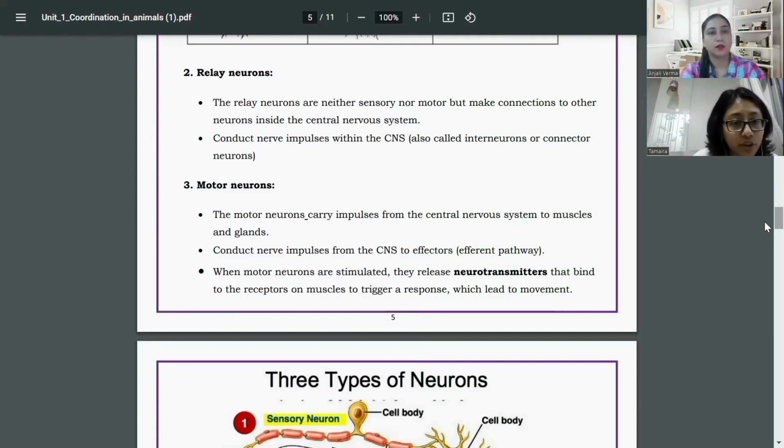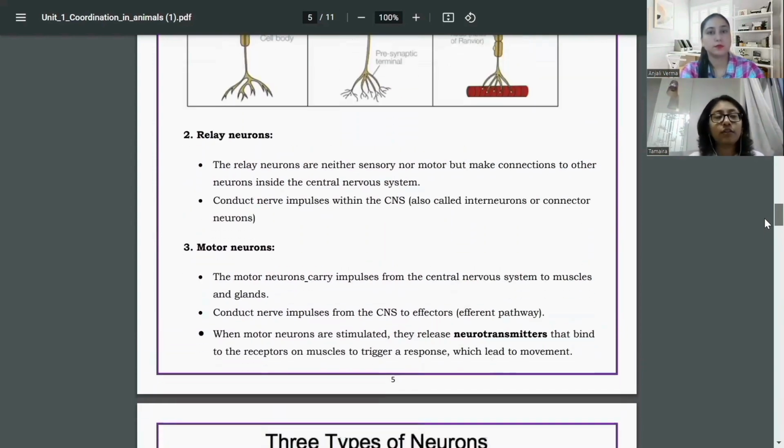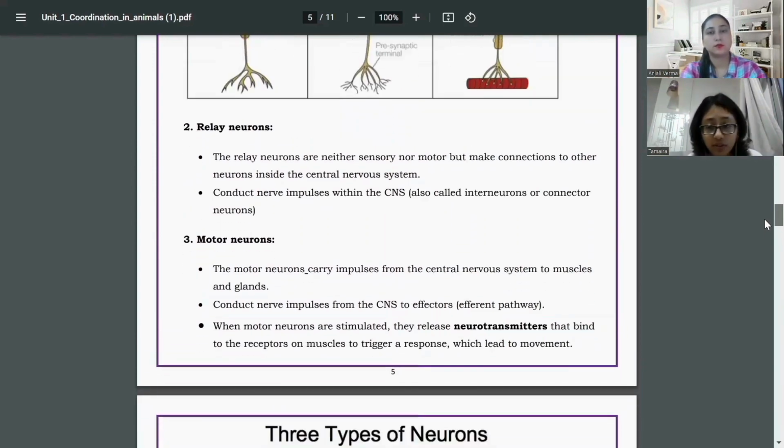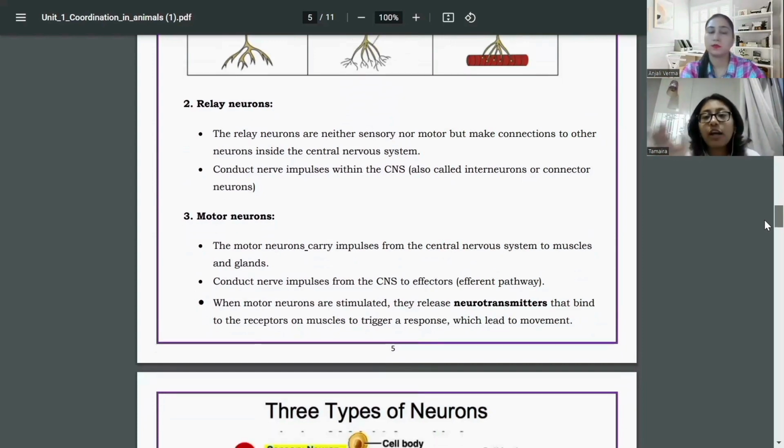Then you have relay neurons. They are not sensory or motor neurons, but they make connections from one to another. So if you want to make a connection from one neuron to another, your relay neurons are used, and your relay neurons are present in your CNS, your central nervous system, in your brain, where information from your sensory neuron has to be passed on to your motor neuron. Your relay neuron will come in place over here as it transfers the information.